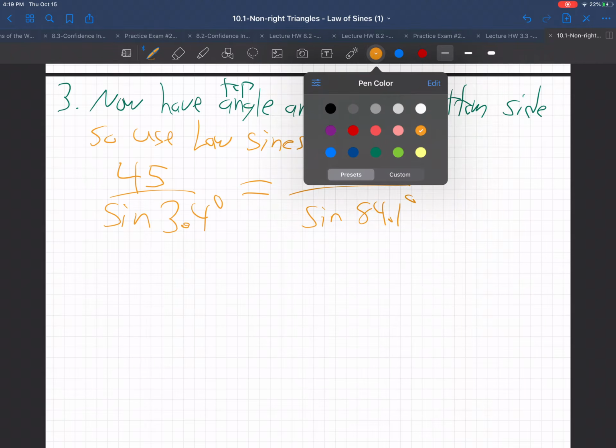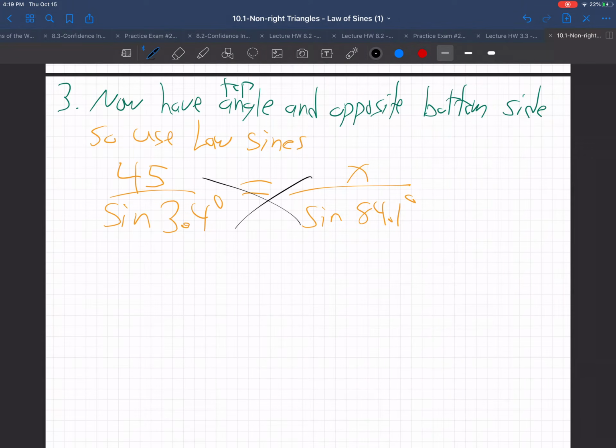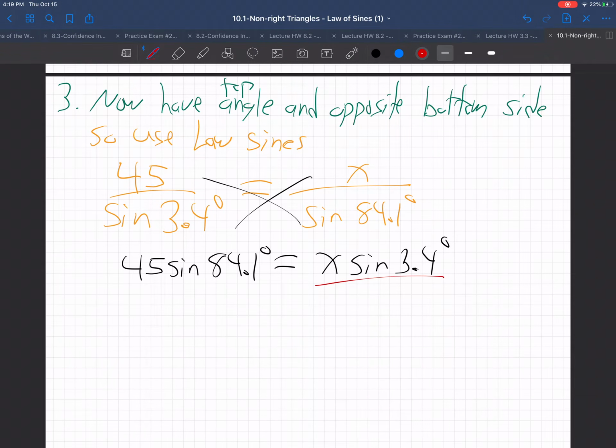Let's solve it. Cross multiply. 45 sine 84.1 degrees is x sine 3.4 degrees. Finish solving for x. Divide by the sine of 3.4 degrees. Cancels. X is alone. What is it? 45 sine of 84.1 divided by sine of 3.4.